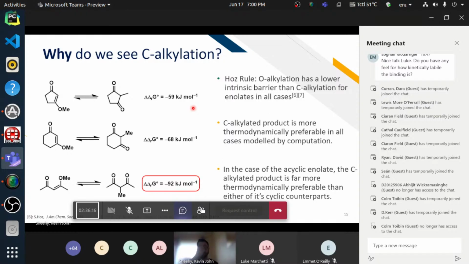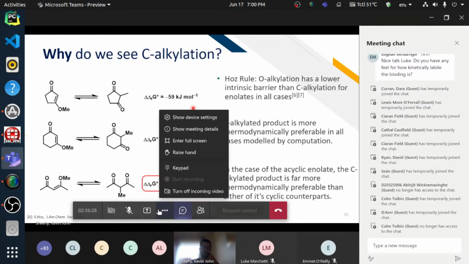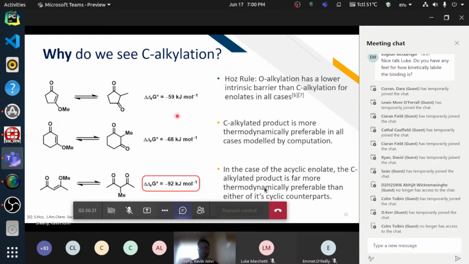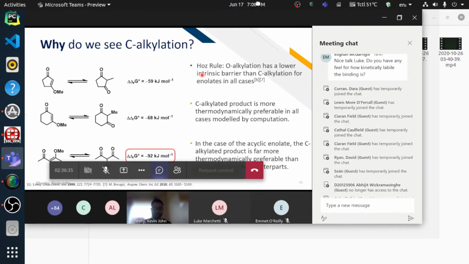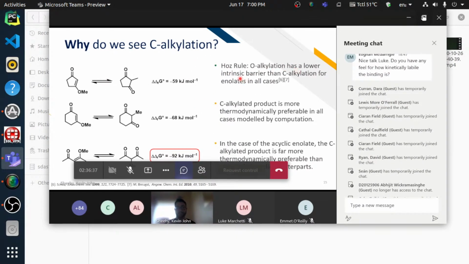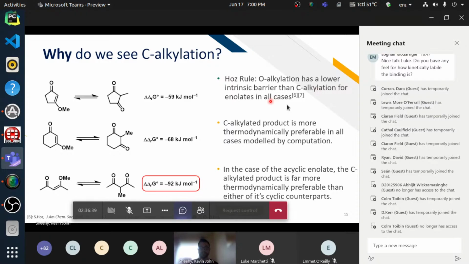So to help answer that question, we contacted Dr. Martin Breugst at the University of Cologne, and we asked him to run some Marcus theory-based chemical computations on these reactions to help us find an answer. His calculations managed to give us an interesting look into why these things might be happening. So we found out, if we go back to the Marcus equation, that O-alkylation has a lower intrinsic barrier than C-alkylation in all cases.